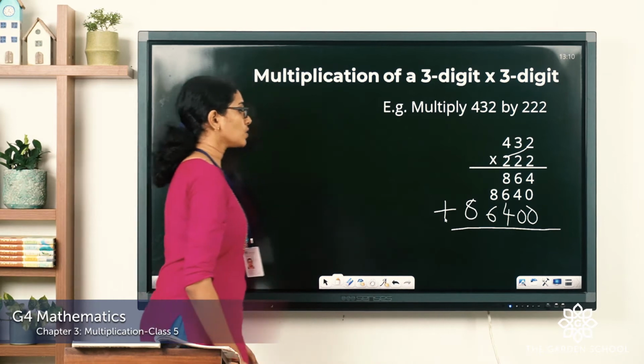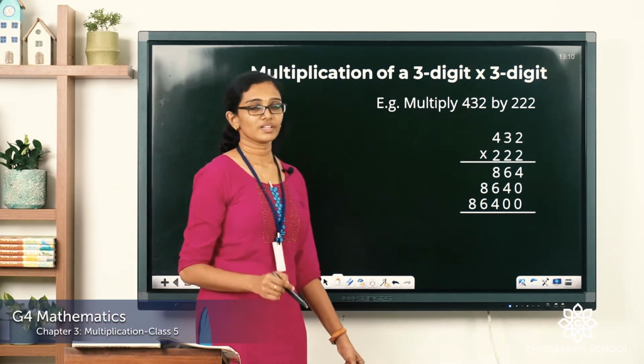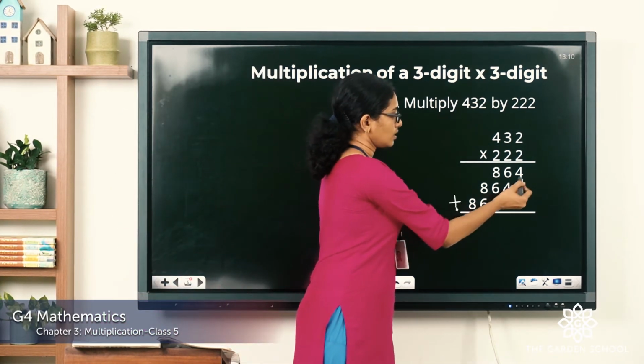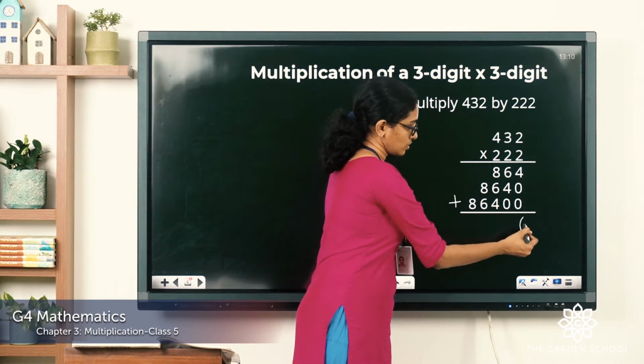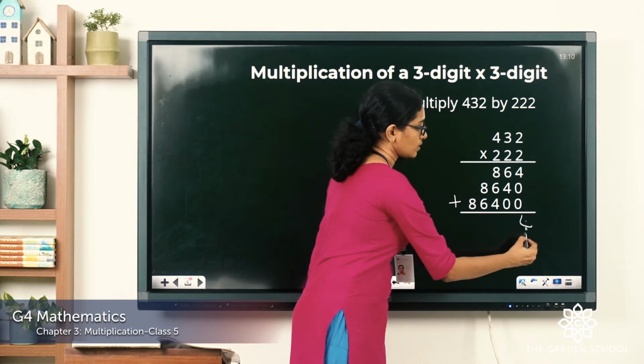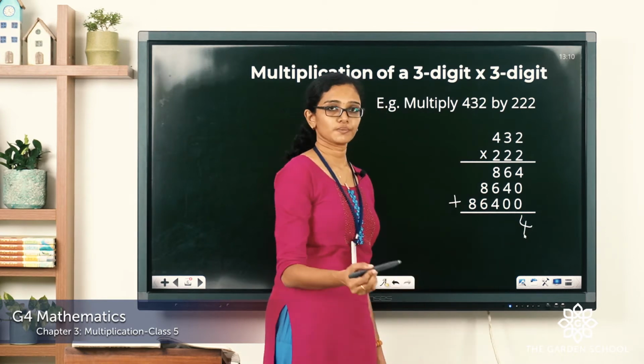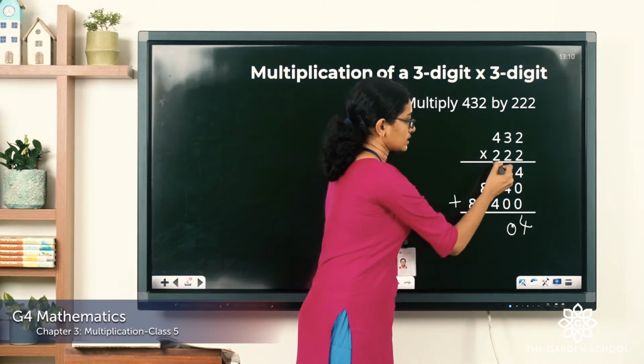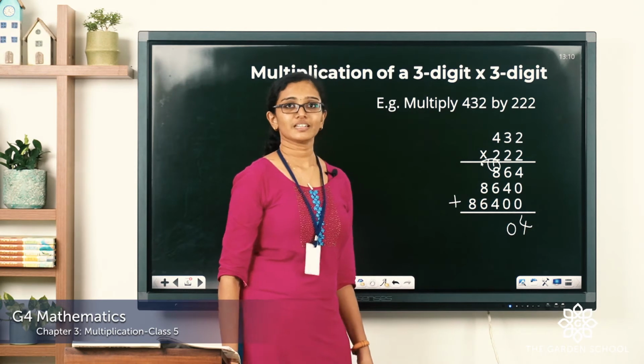Now you have to add all these products. Let's do the addition now. 4 plus 0 plus 0, it is 4. 6 plus 4 plus 0, 6 plus 4, 10, plus 0 is 10 itself. You carry over the 1 to the next place.